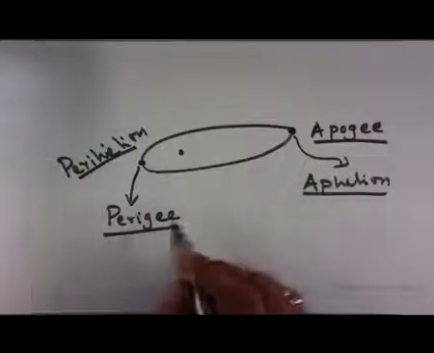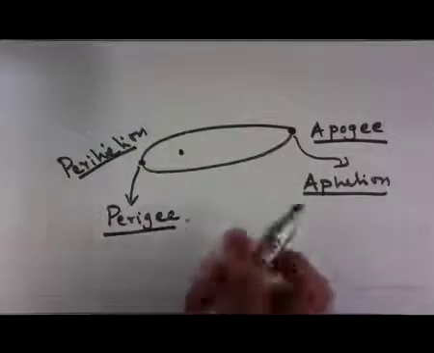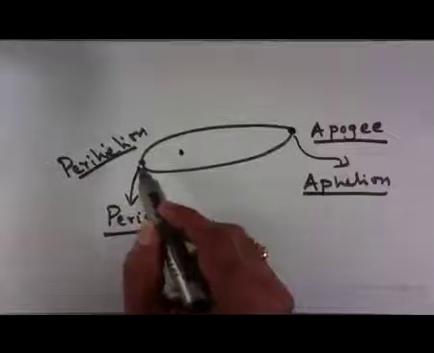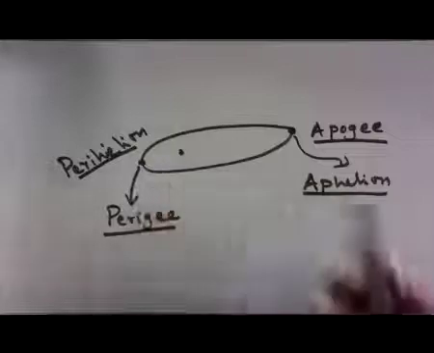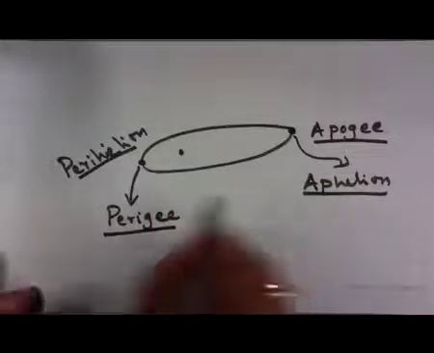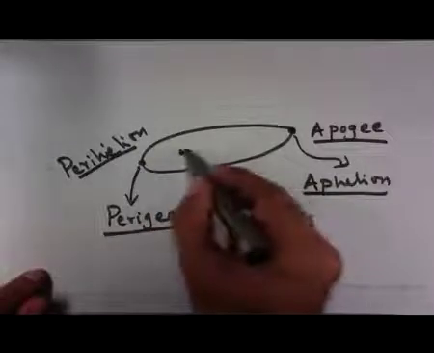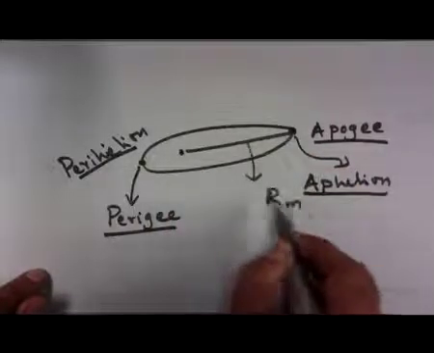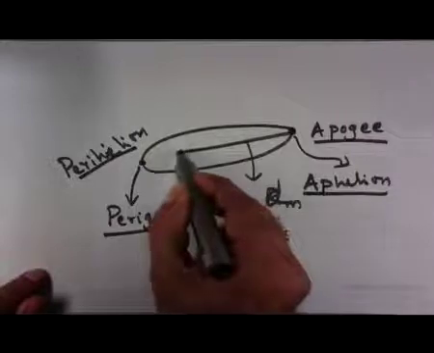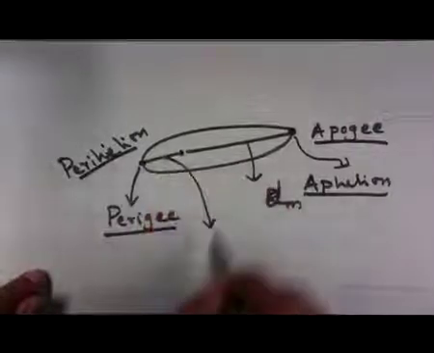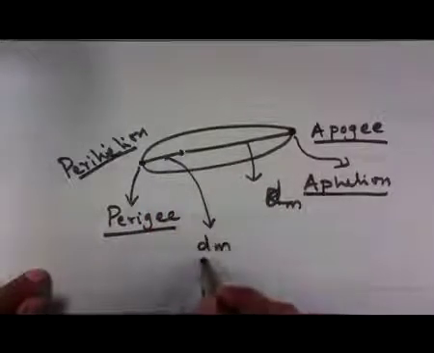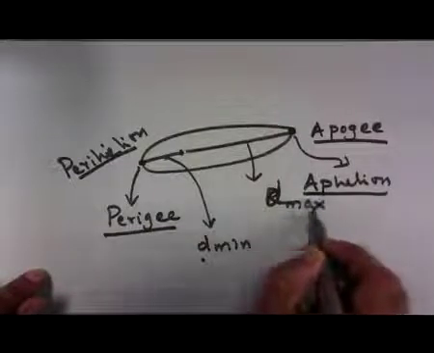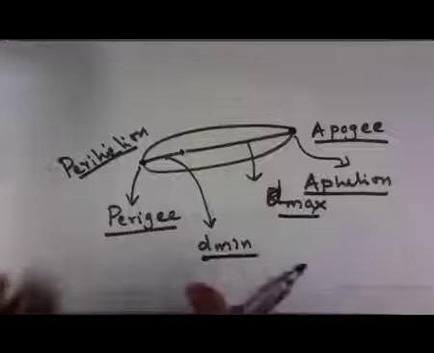Some of you may have heard of Einstein's general theory of relativity. There he speaks of the shift of perihelion of Mercury, just in case you have heard. Now let us see what happens. So this is the maximum distance, I will call d maximum, and this is the minimum distance from the Sun, d minimum. That is what I call.